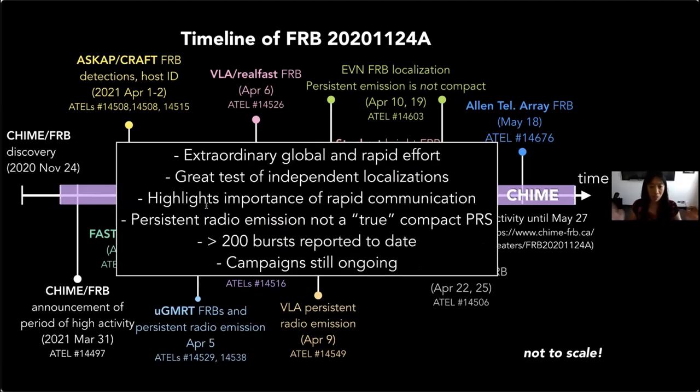Just to put this into context, this is an extraordinary global and rapid follow-up effort. I think this is a great test of independent localizations by many different teams. It also highlights the importance of really rapid communication, which I'm sure you are all aware of, as you all participated in that. That really helped us identify the host extremely quickly. The persistent radio emission the community found was not a true compact persistent radio source. More than 200 bursts have been reported to date. I'm sure there are many more lurking in data sets, and campaigns are still ongoing. So this is a really extraordinary, remarkable event to study.